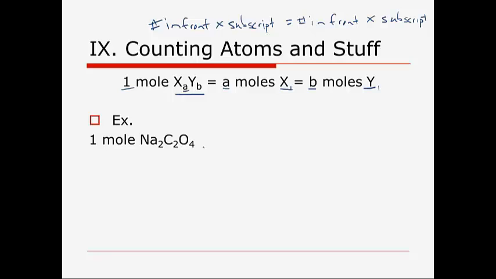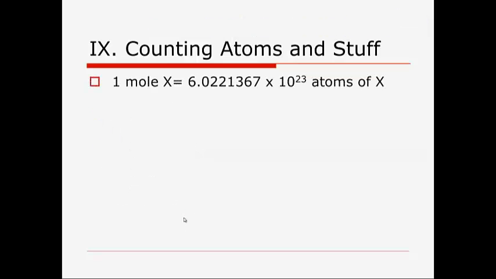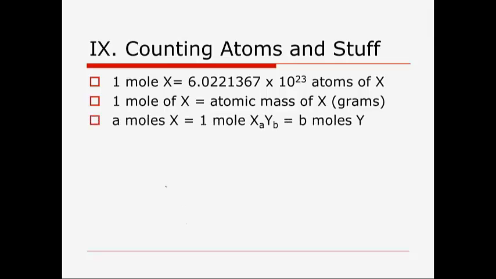How many moles of each element do we have? Okay. Number in front times the subscript. 1 mole of Na2C2O4 has 2 moles of Na. Number in front times the subscript equals number in front times the subscript. Okay. 2 moles of carbon, 1 times 2 is equal to 2 times 1. Now, moles of oxygen, 1 times 4 is equal to 4 times 1. Okay. So, we now have 1, 2, 3, 4 equalities that we have.